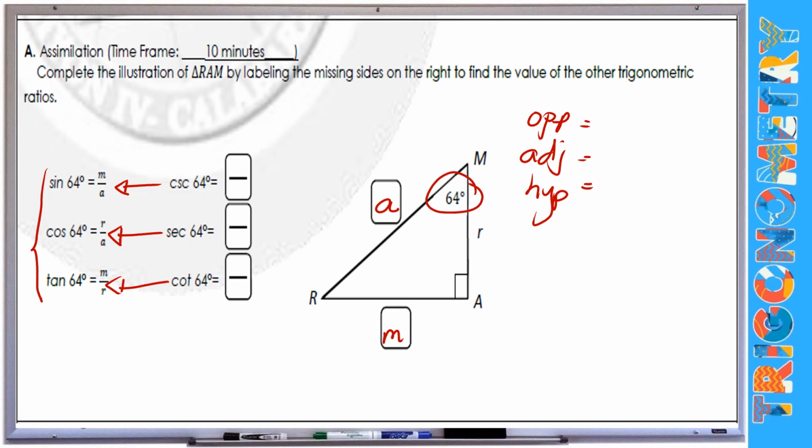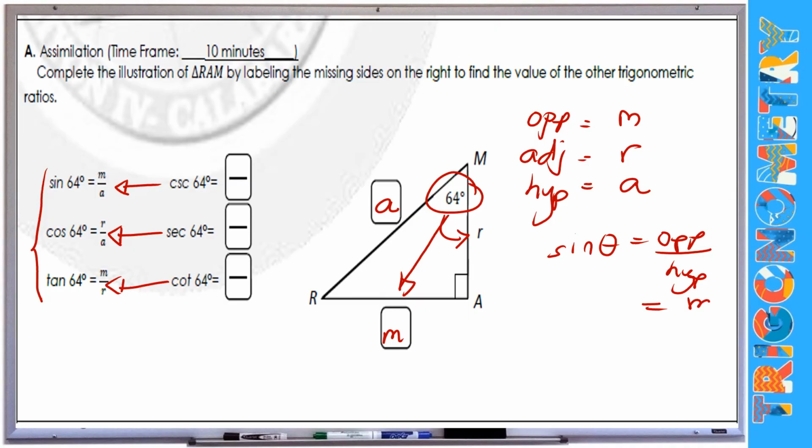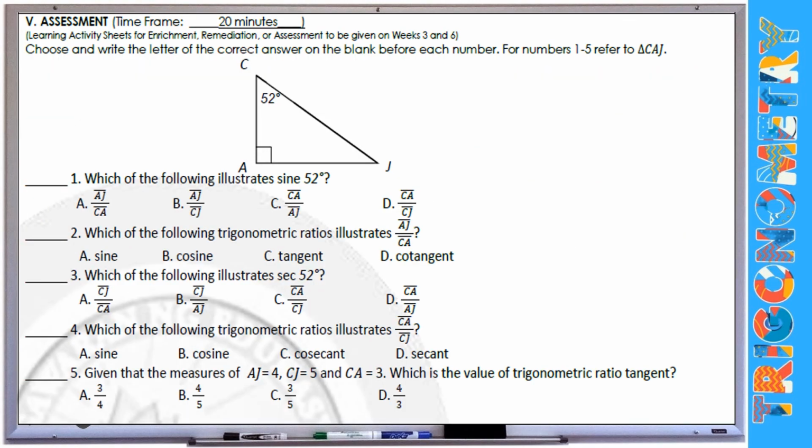For this reference angle, your opposite is M, your adjacent is R, and your hypotenuse is A. So that's why your sine theta is opposite over hypotenuse. Our opposite is M and our hypotenuse is A. So that's why it's M over A. So it's just for you to answer the rest, the 3 remaining questions. Last part is our assessment. It's just the same questions, written in multiple choice.